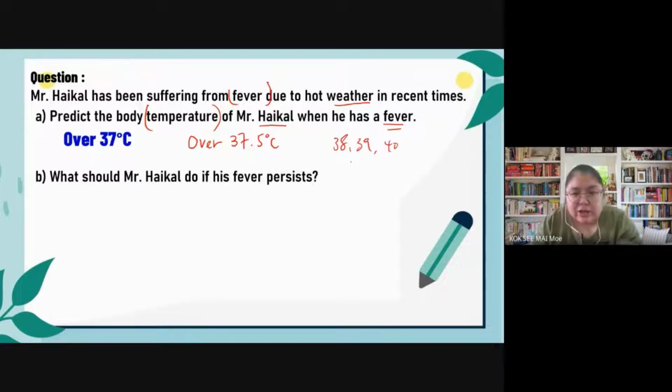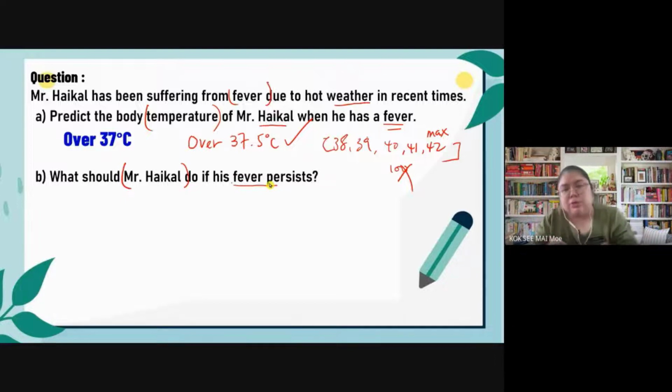The maximum you can give, if you cannot think about this, you can give me like this. But I can only accept until 42 as the max. Don't tell me 100. 100 cannot. Die already. So that means we can only mention 38, 39, 40, 41, 42. Okay, we have a limit until 42, then stop. That one is the fever limit. Okay, what should Mr. Haika do? If the fever persists, that means the fever is still continuous.